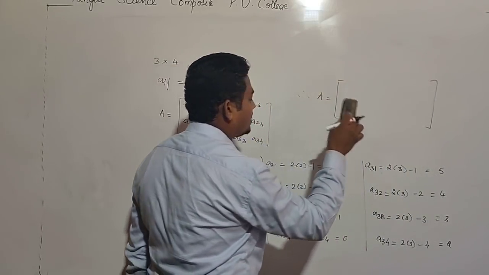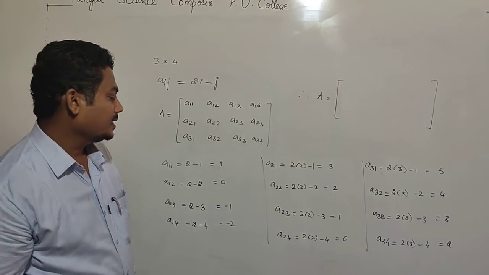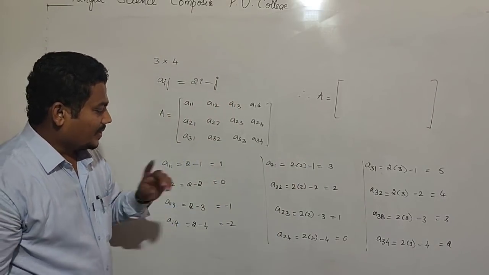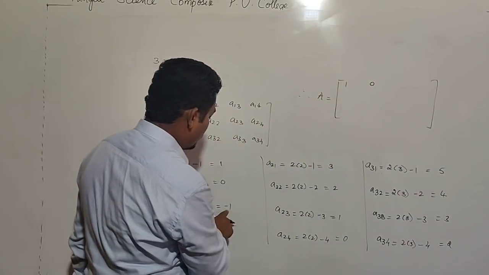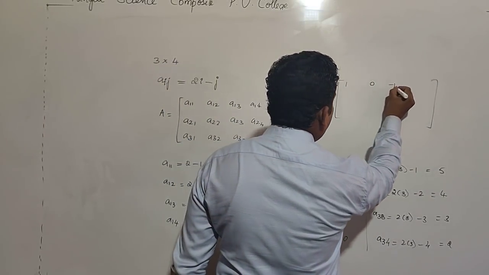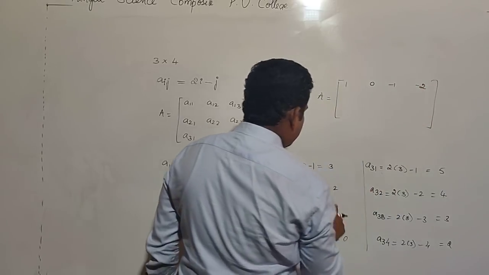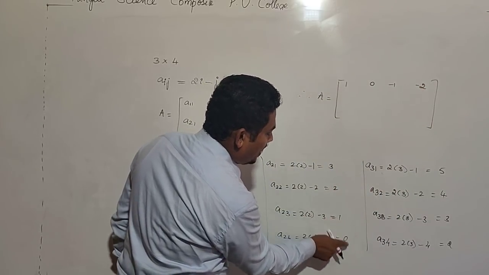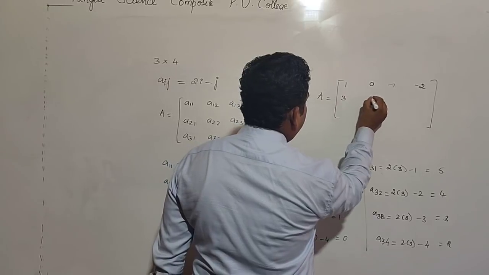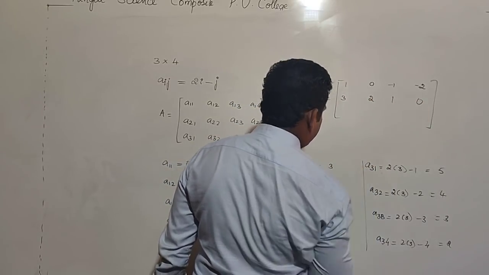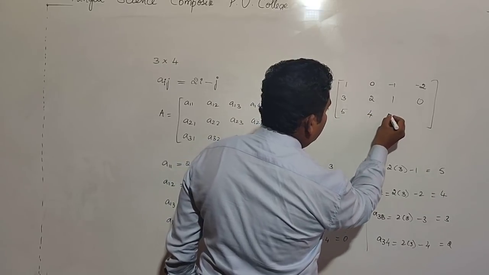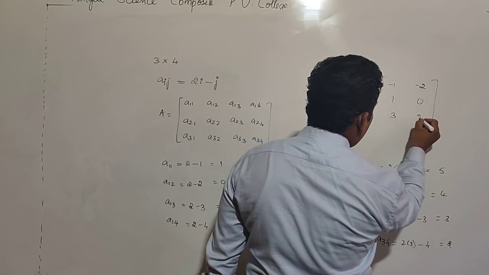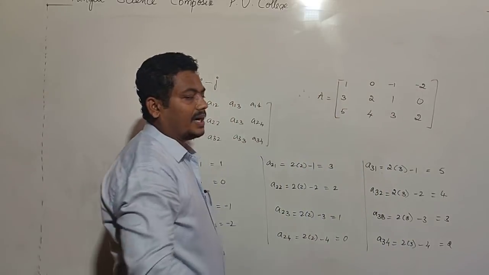Therefore, our required matrix is: first row elements 1, 0, minus 1, minus 2. Second row elements 3, 2, 1, 0. Third row elements 5, 4, 3, 2. This is our required matrix.